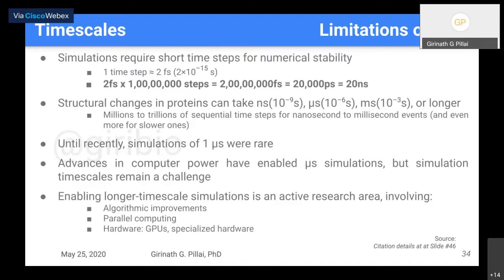Structural changes in proteins, as we already saw in the video, take place over nanoseconds, microseconds and milliseconds, which are all longer, so it takes more time. Until recently, simulations of 1 microsecond were rare, very true, because they can be done only on large data centers with load balancing. We cannot do it on a normal cluster. Advances in computing power have enabled microsecond simulations, but simulation timescales still remain a challenge. Enabling longer timescale simulations is an active research area involving algorithmic improvements, parallel computing, GPUs or specialized hardware.